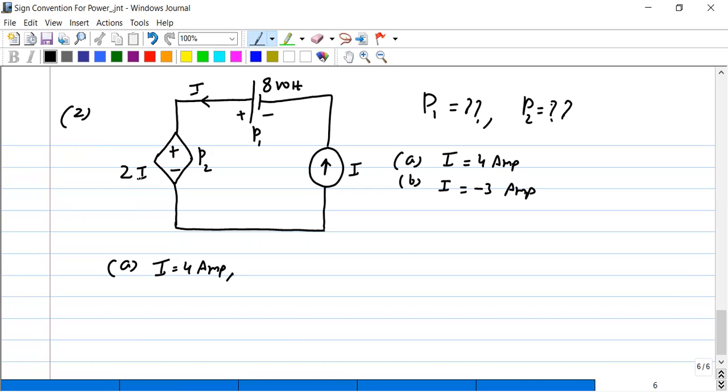2 into I. So it depends upon some current. So it's a voltage source. So it is nothing but a current dependent voltage source. Fine. So it is a voltage source. Here you have another source of 8 volts. It is an independent source, 8 volts.